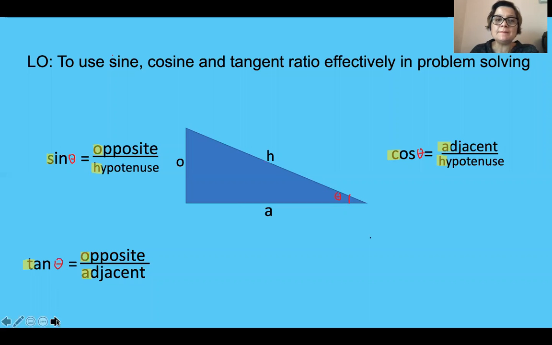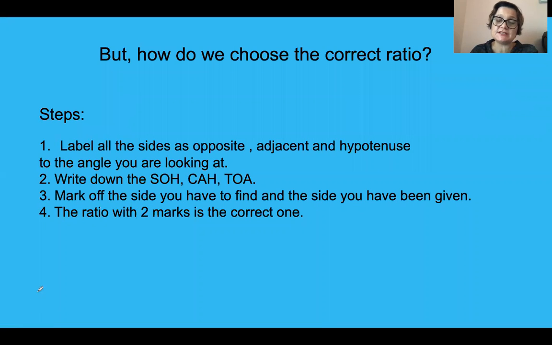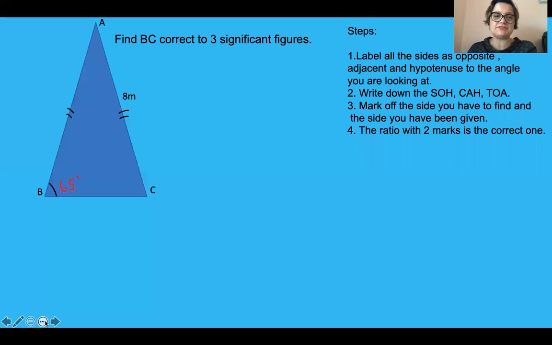How do we calculate these in problem solving? Because there are three of them, how do you know how to choose the right ratio? So here I've prepared a set of steps for you to follow, and I'm going to teach you how to follow these steps one by one in problem solving.